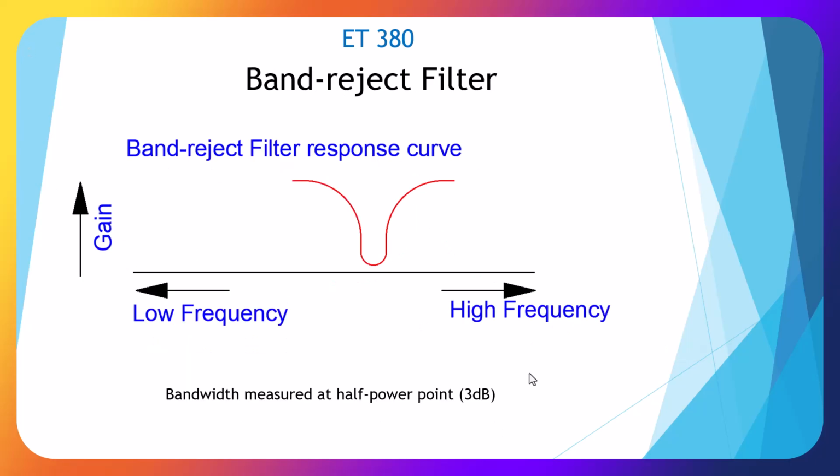The last type of filter is a band reject, where we block a narrow band of frequencies at our half power point.